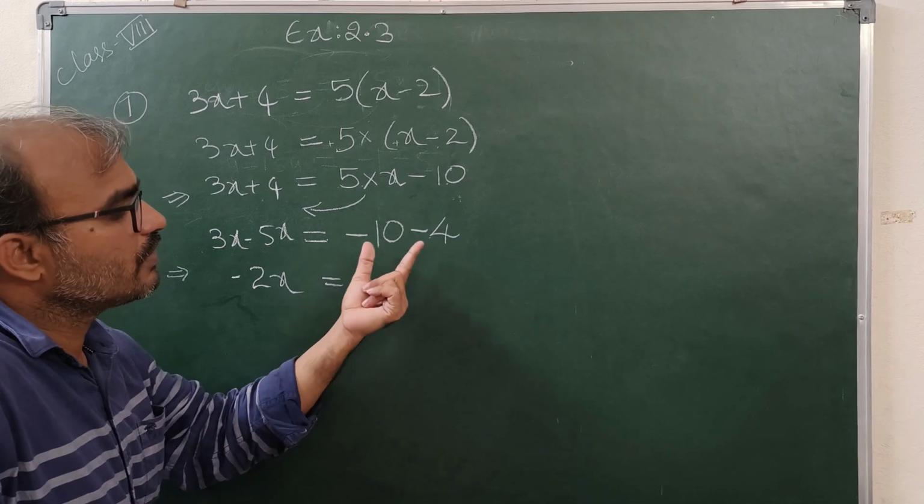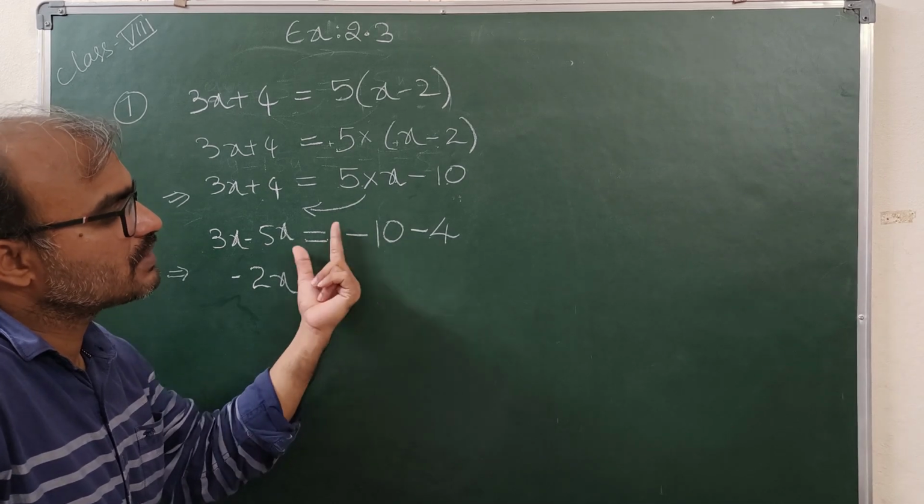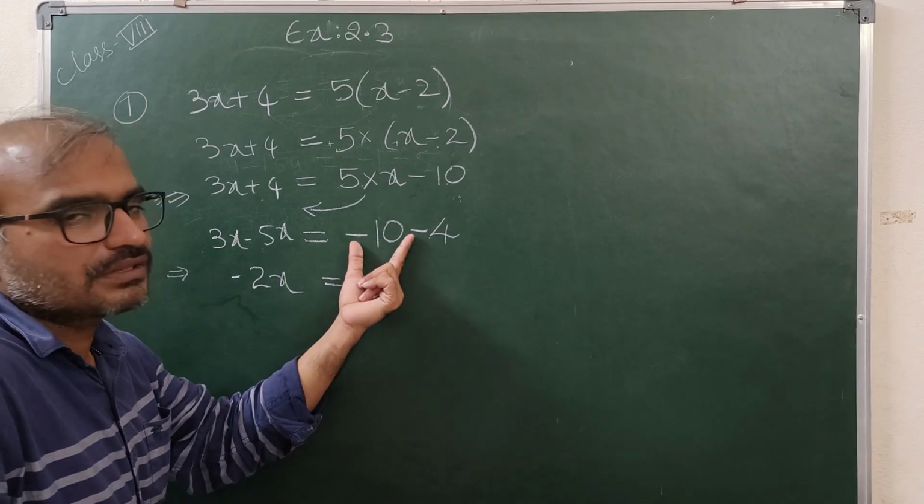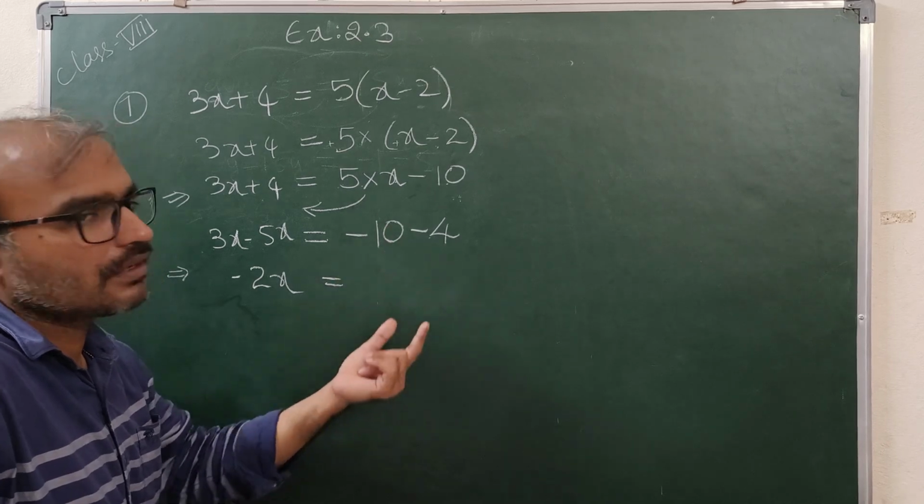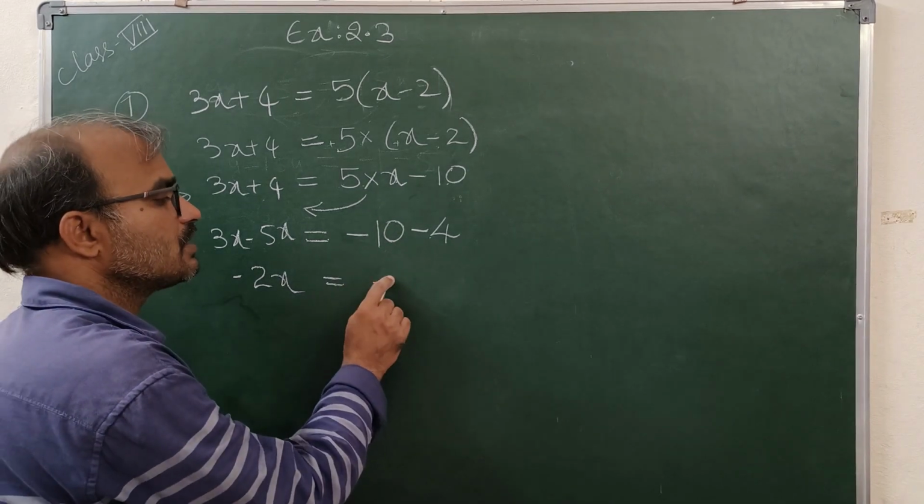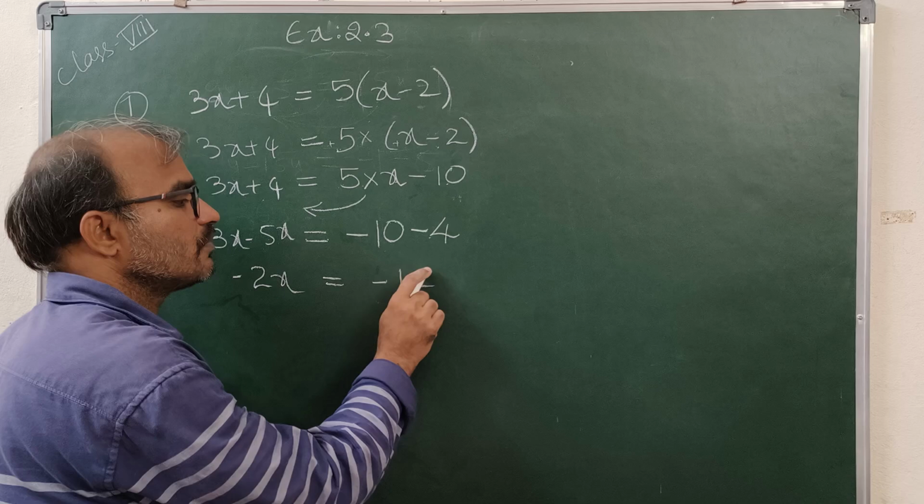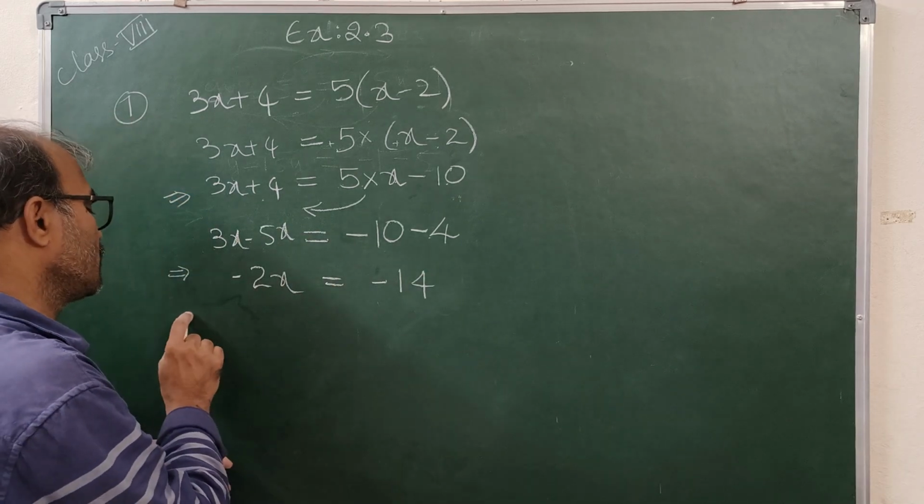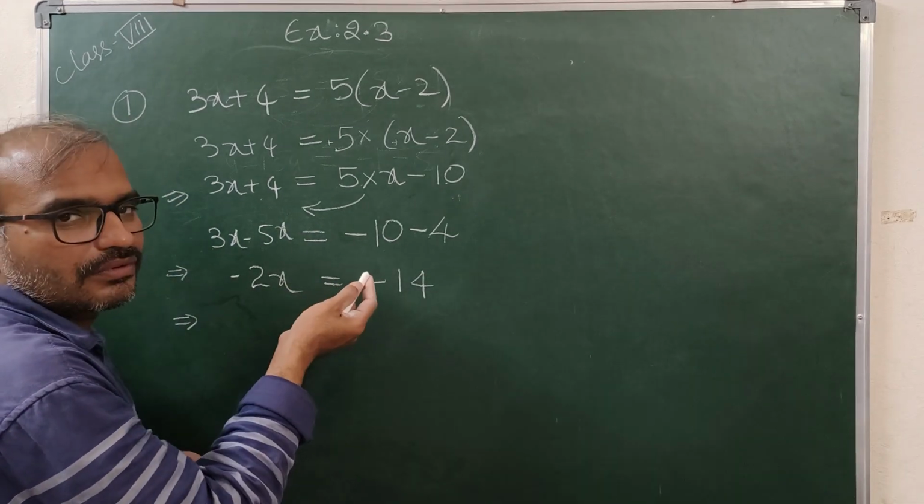So when you see two numbers side by side with the same symbol, if there are two positives, you will add. If there are two negatives, you add and keep the negative symbol. Minus 10 minus 4 is minus 14, right? You think, right?